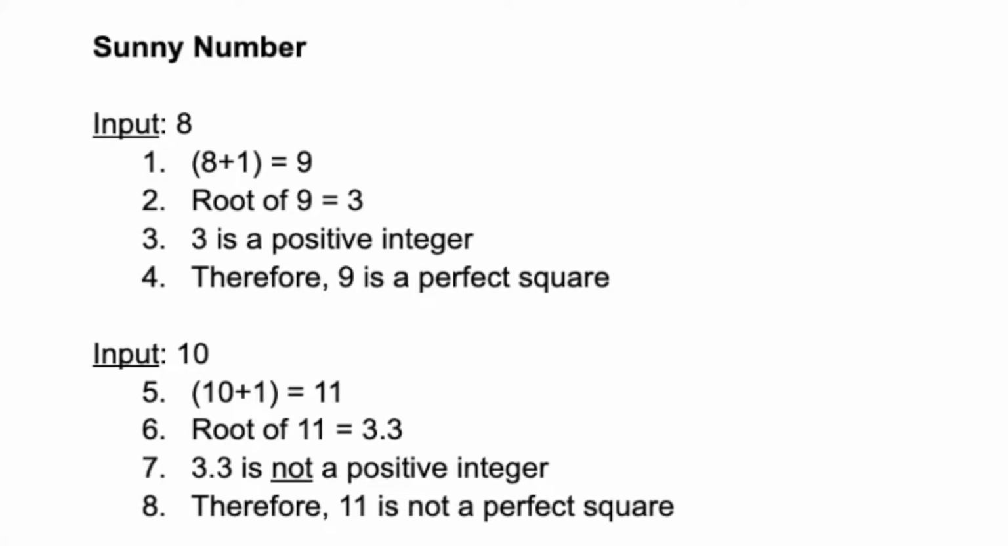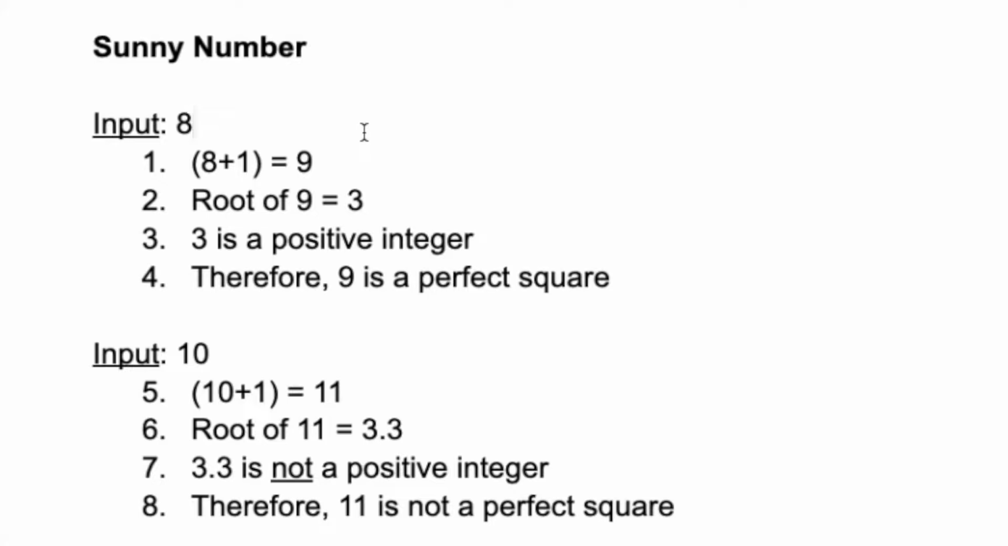So in simple terms, a sunny number is basically when the following number of a given number is a perfect square. So I'll just give you one example of a sunny number, after which I'll tell you what is not a sunny number. Okay, so this is the first example.